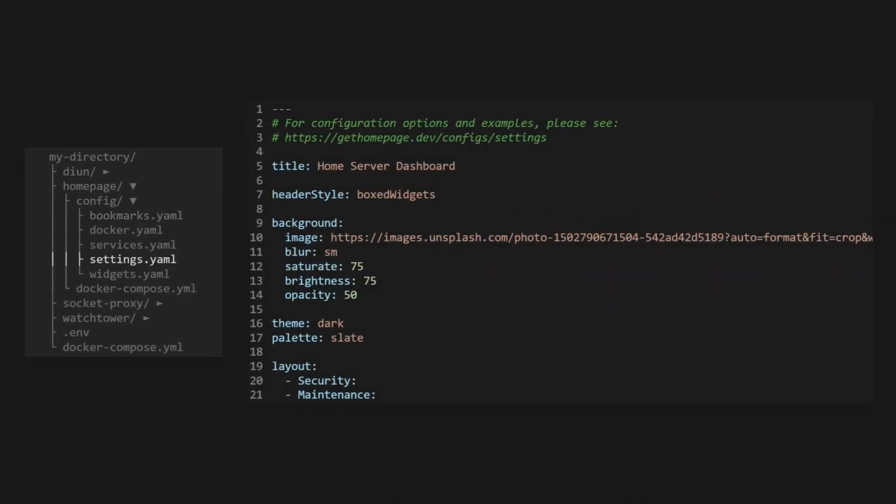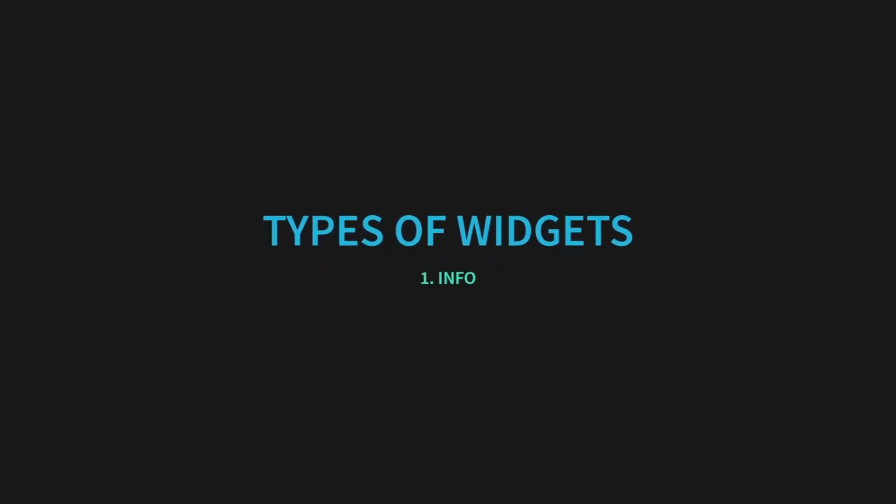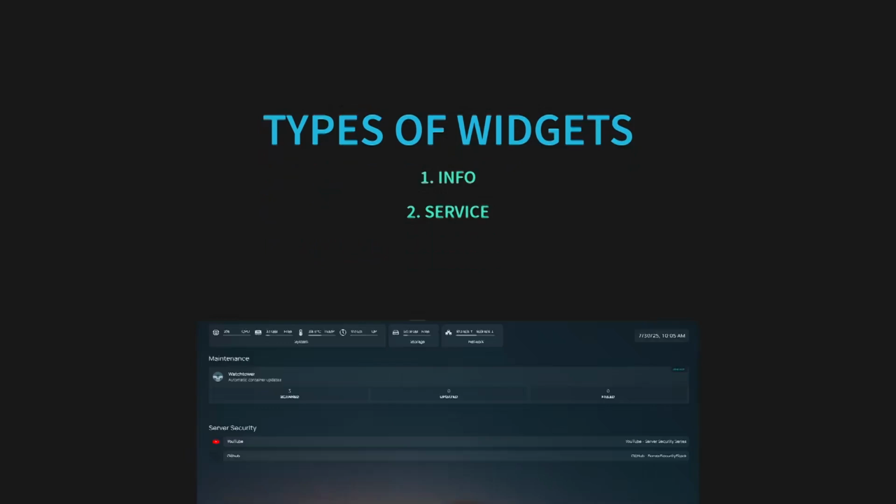The settings YAML file allows us to define application level options such as the title, background, layout, and styles. You'll notice that I've defined the security and maintenance groups in our layout. When we add our other services to our Docker Compose stack, we'll define which group we want them to appear in using Homepage labels.